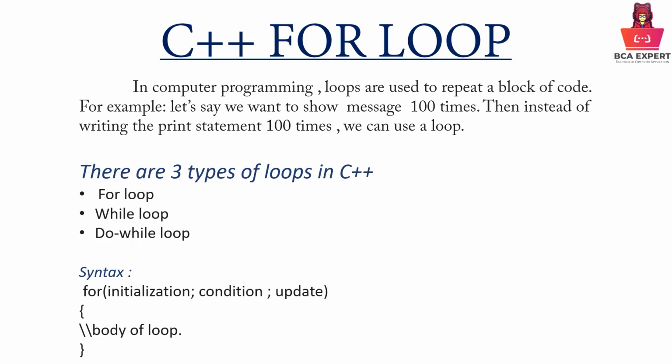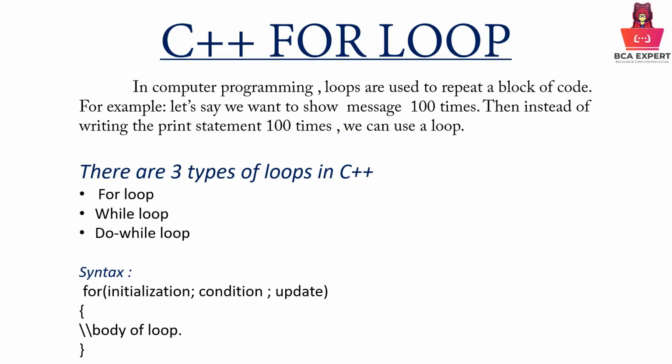The syntax of the for loop: for initialization, condition, update. Initialization is a variable and is executed only once. For the condition, if the condition is true, the body of the for loop is executed. If false, the for loop is terminated and not executed. The update changes the value of the initialized variable and then the condition is checked again.